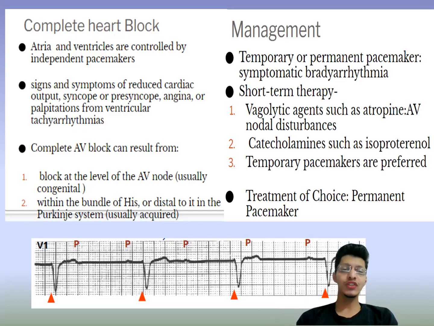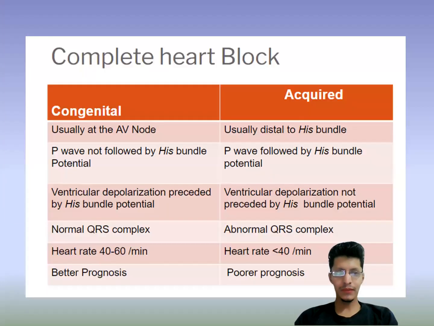What is the management? You give short-term vagolytic therapy with atropine. You can also try a catecholamine, isoproterenol, and temporary pacemakers are preferred. And if it is not successful, the treatment of choice is a permanent pacemaker.